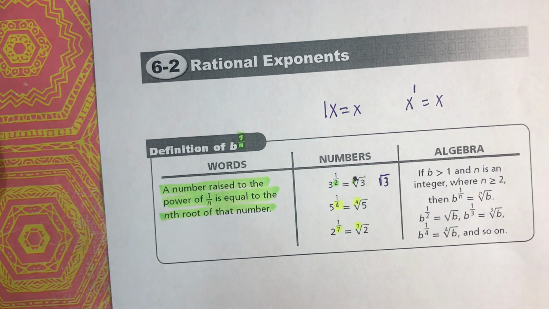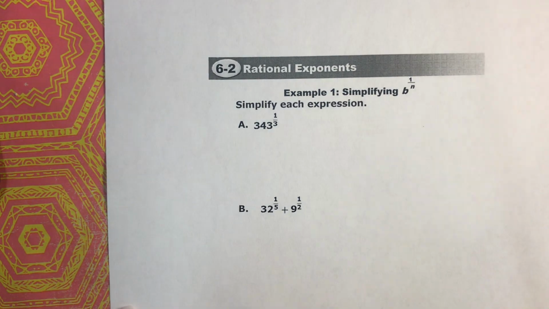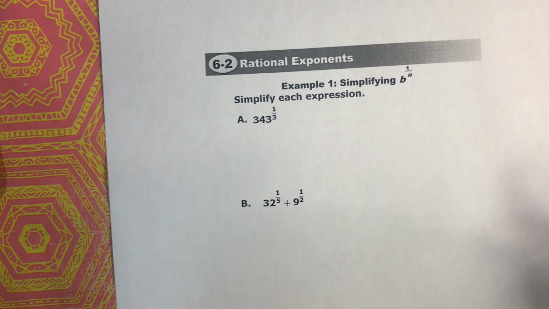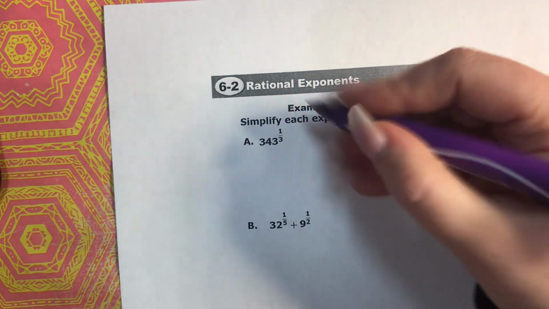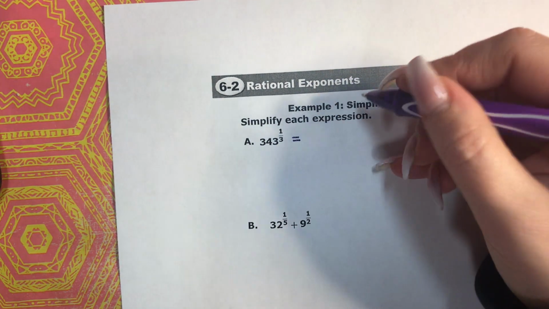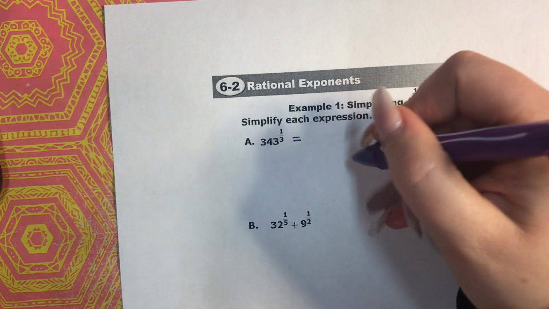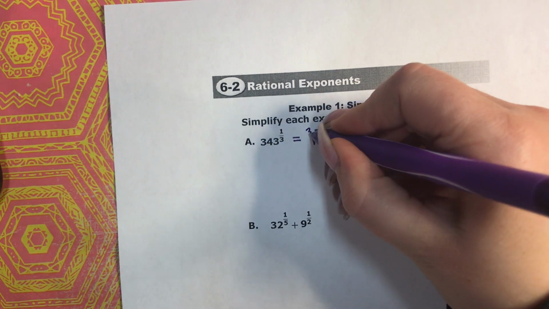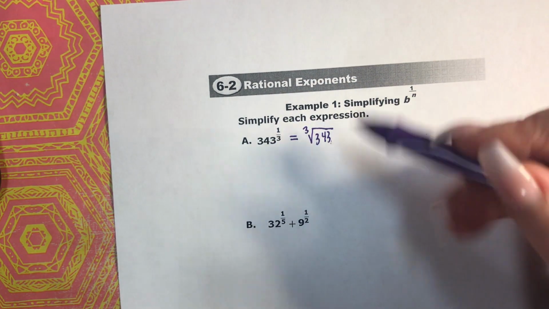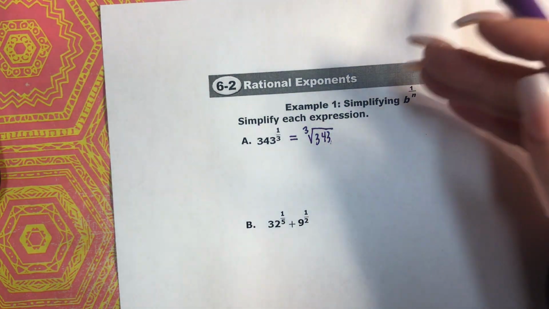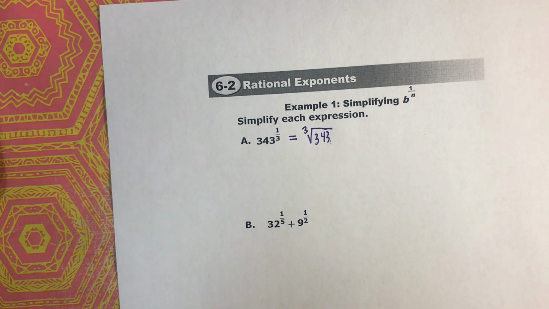So let's look at some examples. Example 1. Okay, so we know that 343 to the 1/3 power is the same thing as, right? This is our index, so this is the same thing as the cube root of 343. So this cancels out numbers that are cube numbers. Now the question is, is 343 a cube number? We just did all those cube numbers, didn't we? Do you guys remember? Is 343?